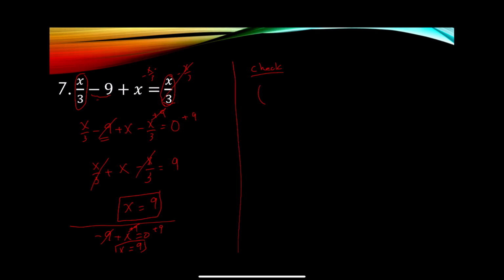In order to check our answer, instead of x, I'll put a bracket over 3 minus 9 plus a bracket equal a bracket over 3. Plug in 9 everywhere. 9 over 3 is known to be 3 minus 9, sorry, minus 9 and plus 9 can be cancelled. So it's 3 equal question mark, 9 over 3, the answer is 3. So our solution is true.